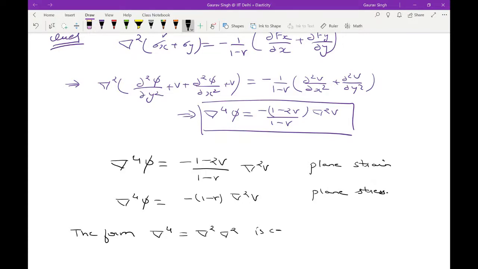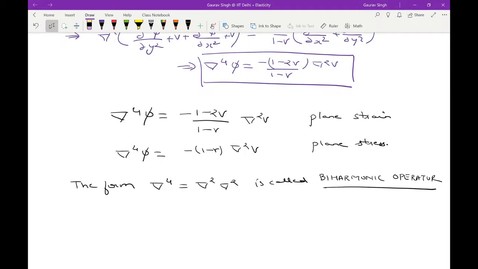is called the biharmonic operator. Okay, now there are two possibilities, one is that if this is true, or the body force vanishes, which is fx and fy equal to 0, okay.